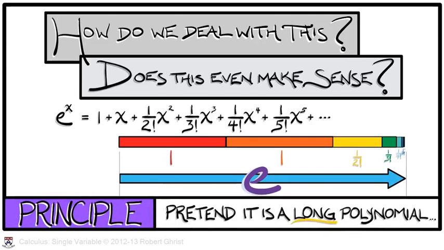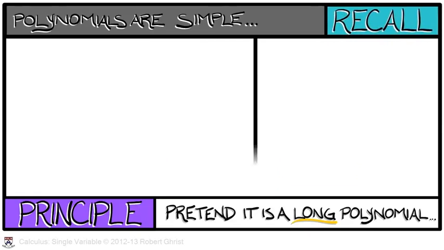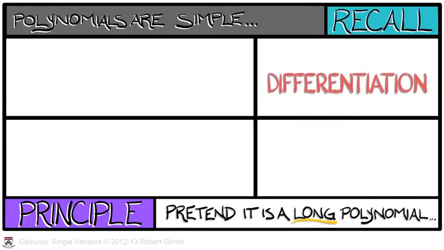In general, the principle that you should follow in trying to understand statements such as the definition of e to the x is to pretend that this is a long polynomial, a polynomial of unbounded degree. Now, polynomials are wonderful objects to work with, very simple from the point of view of differential and integral calculus.